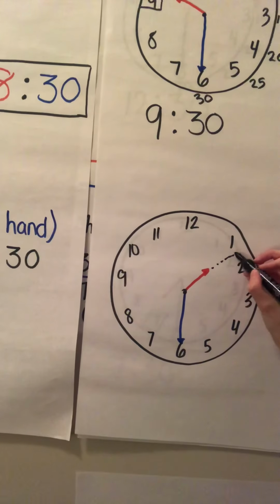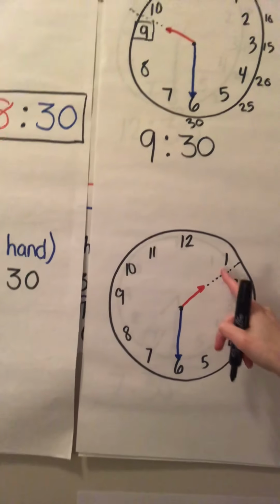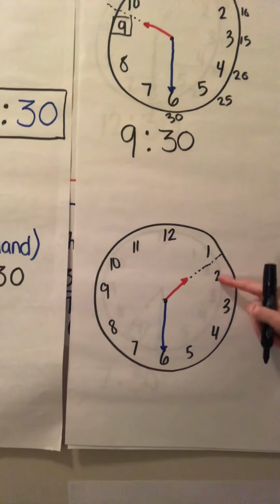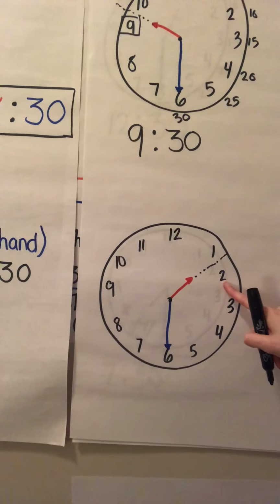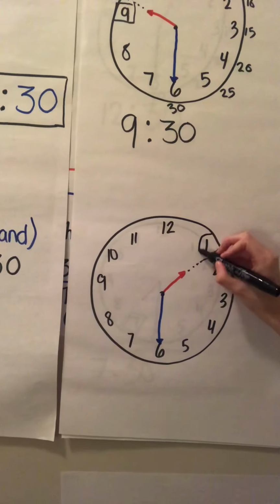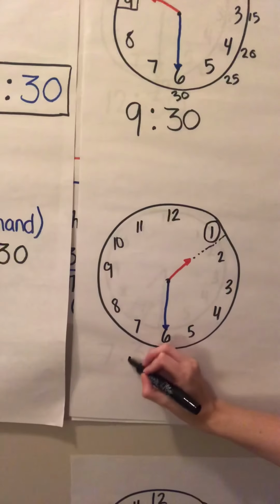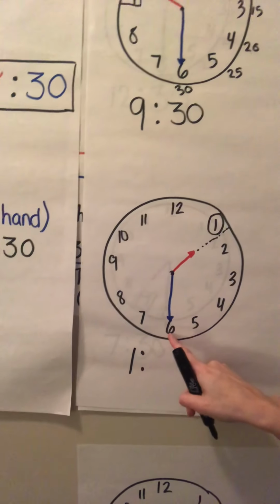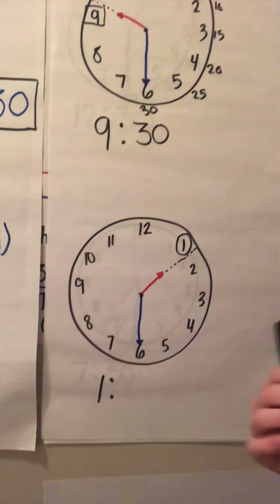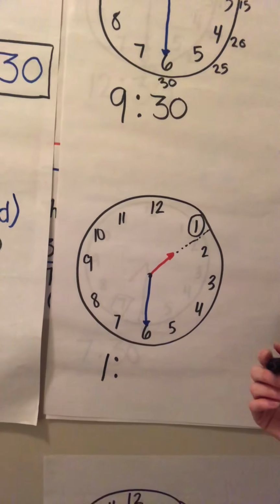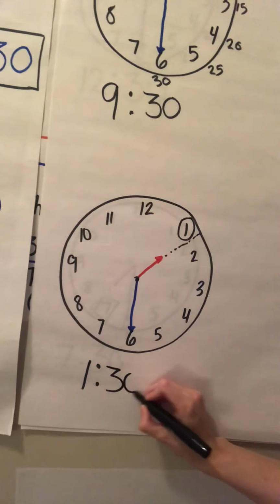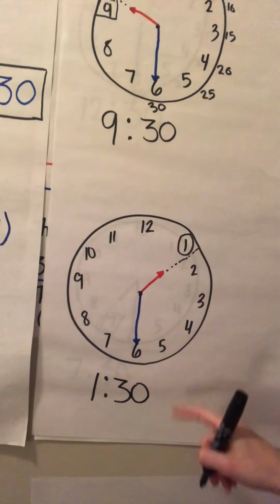All right, let's try one more. So our hour hand is pointing between our 1 and our 2. So it's past our 1. Did it yet reach our 2? No, so our hour here is 1. It's still for the 1. And then we look, our minute hand, the long hand, is down at the 6, which stands for what for our minutes? Right, it stands for 30. So this clock is showing 1:30.